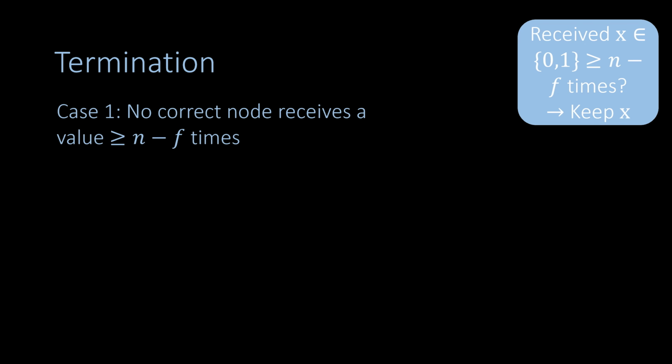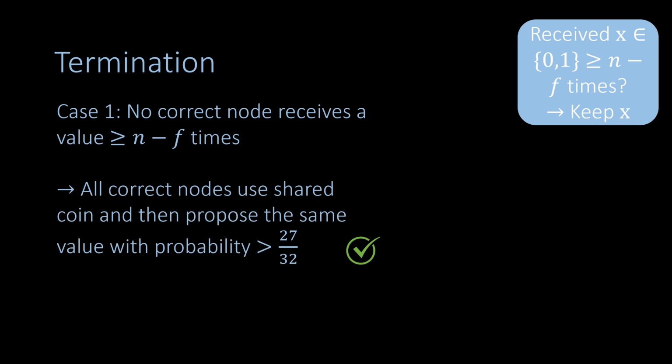Let's now take a look at termination. In phase 2, a node uses the shared coin toss only if it did not receive some value at least n-f times. First, we assume that no correct node received a value this many times. In that case, all correct nodes use the shared coin and, as we just showed before, they all agree on the same value with probability at least 27/32.